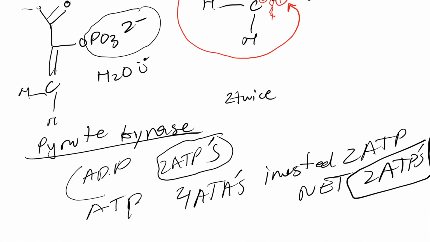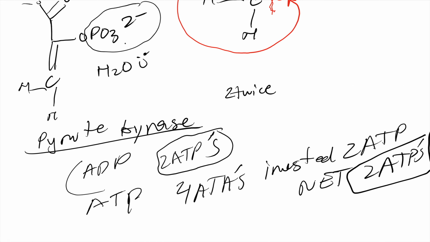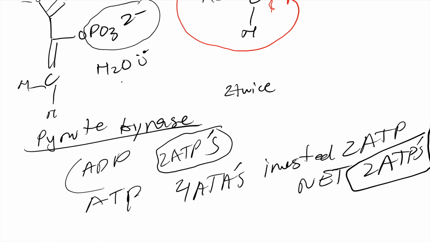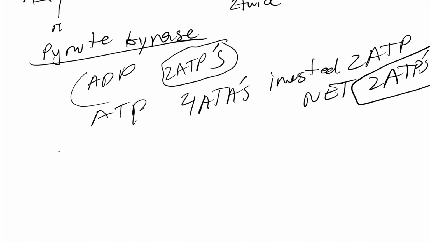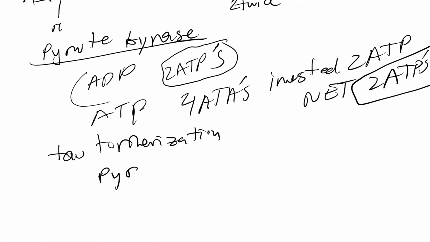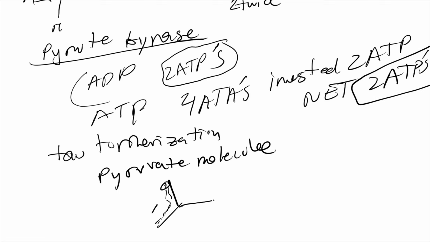So it just comes, grabs some ATPs, and then the last part is just chemistry now. The molecule just goes through tautomerization, and then we finally get our pyruvate molecule, which is literally just this.